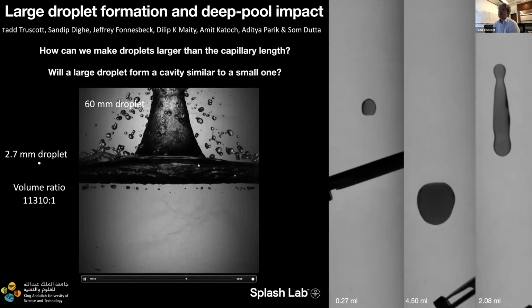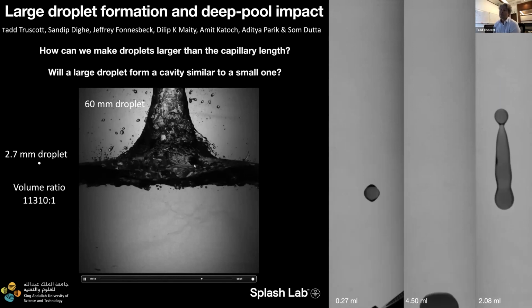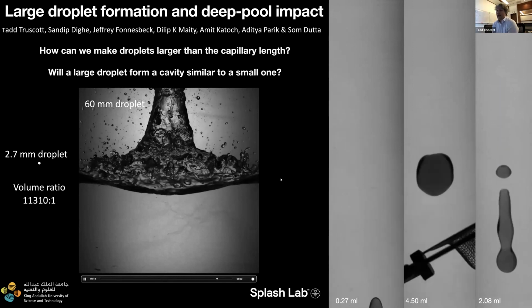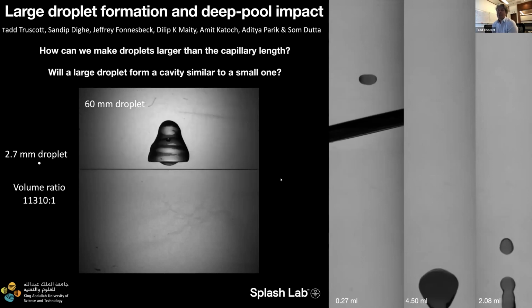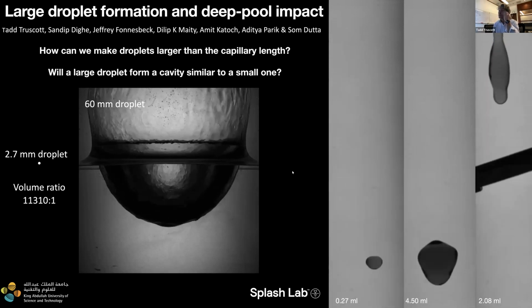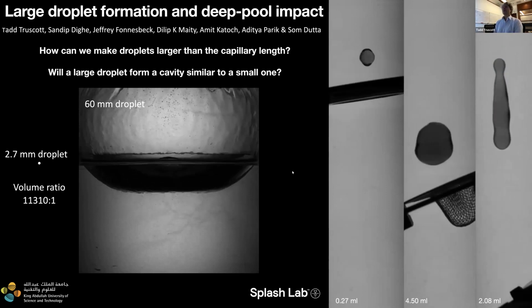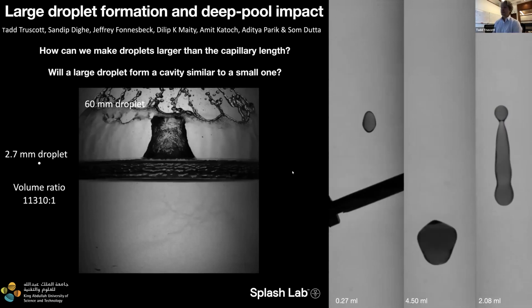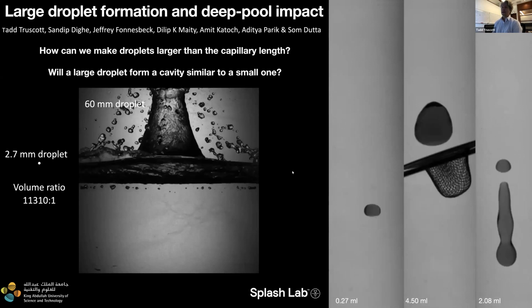This is part of the reason why the droplet that comes down is so deformed, because it is 60 millimeters. And one of the questions we're trying to figure out is how can we make droplets larger than the capillary length, and will a large droplet form a cavity similar to a small one? So those are the two questions we'll answer today. And there's a little bit more along the way.